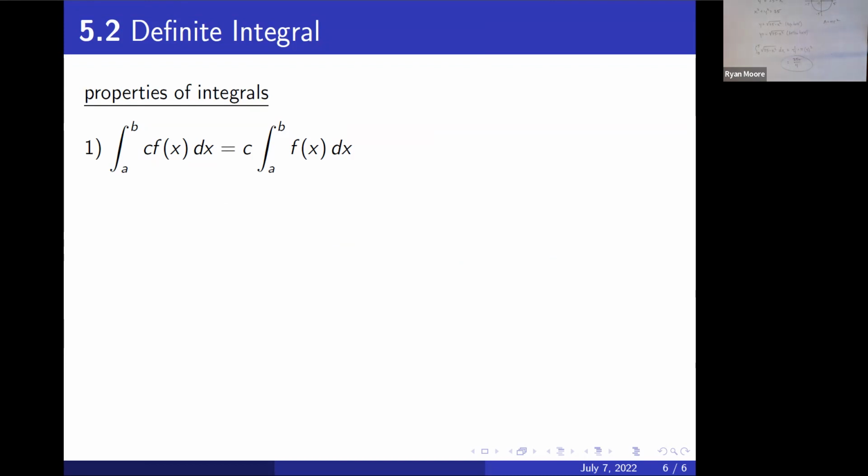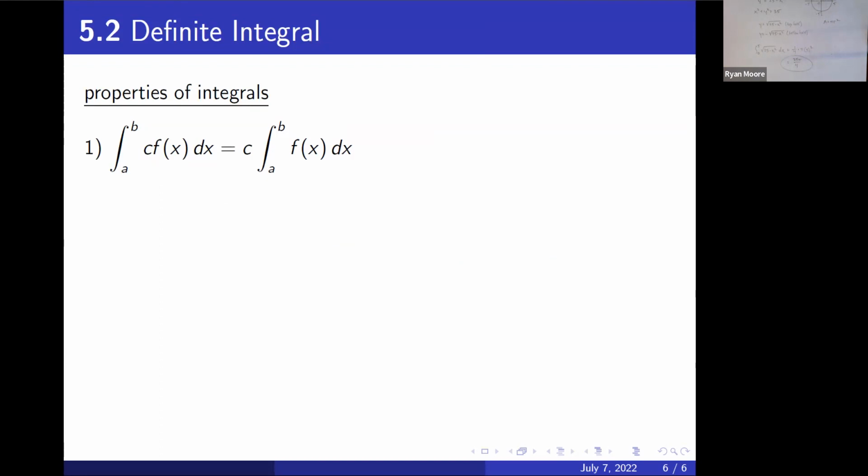These will kind of remind you of some of the simpler rules for derivatives. And there won't be much explanation given for these properties, but hopefully they seem intuitive enough, and maybe we can draw some pictures of a couple of them.